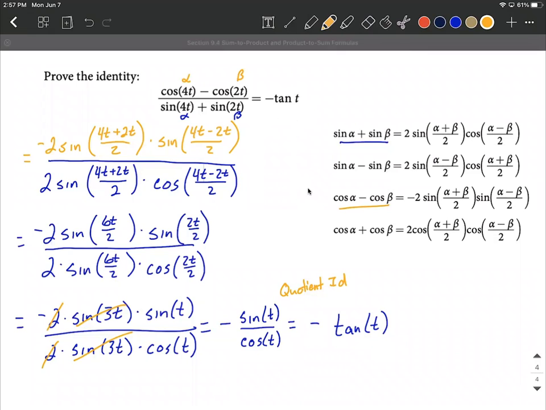So I hope this made sense as we walked through, used our formulas for sum to product. Identify alpha and beta as you go through and make it a plug-in problem, then reduce down using some algebra.